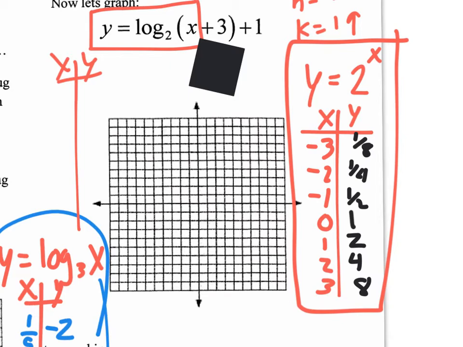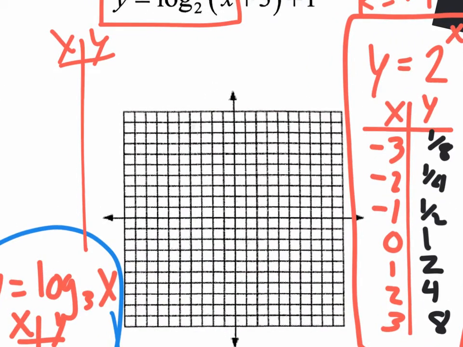Now, normally I would graph these if it were the exponential growth function, but we know it's not the exponential growth function. It is the logarithmic function. So I need my coordinates for my logarithm right here. So I'm going to take these guys and switch them. So instead of -3 and 1/8, I'm going to plug in 1/8 and -3.